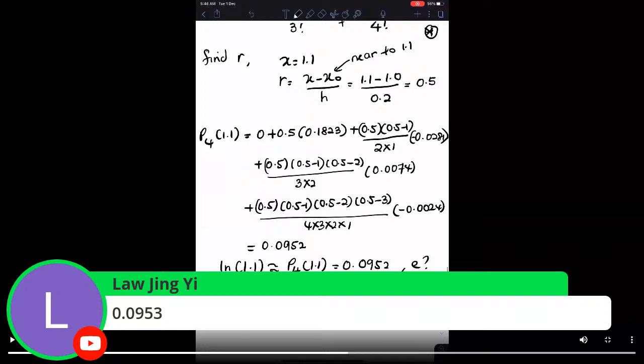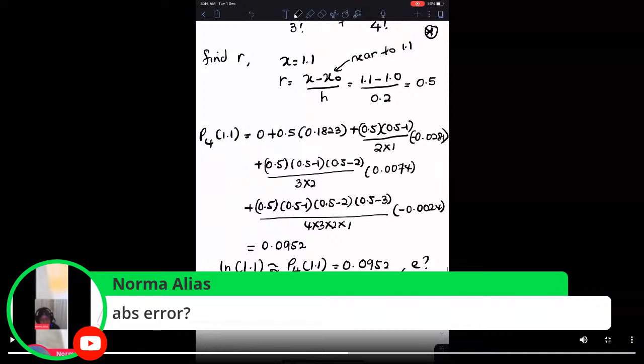I got 0.0953, so you have an error. So the absolute error, how much? 0.0002. All right, the error is 0.1232, which is very low, below 1%. It's 0.0001. The difference is between 001.